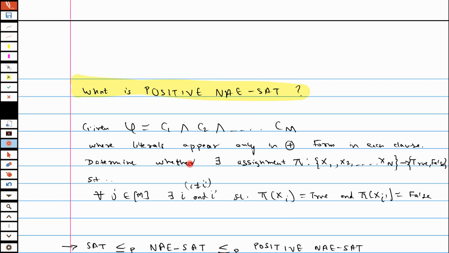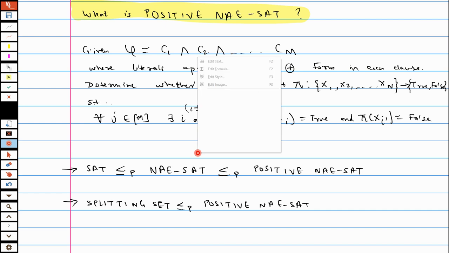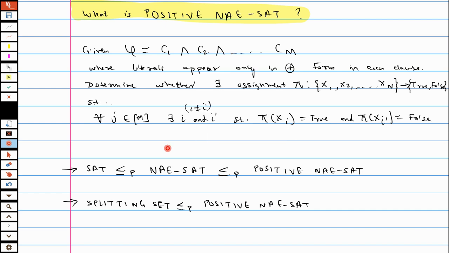This problem is proven to be NP complete by this reduction. First we reduce SAT to NAE-SAT without the positive constraint, and then we can reduce this problem to positive NAE-SAT, and this shows the NP completeness of positive NAE-SAT. We can also reduce directly from splitting SAT to this problem. This is just an overview to give you a hint that positive NAE-SAT is actually an NP complete problem. Okay. So let's move on.